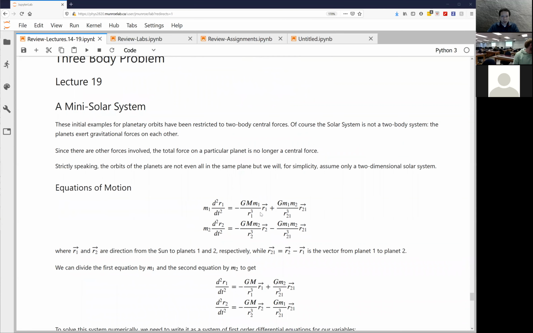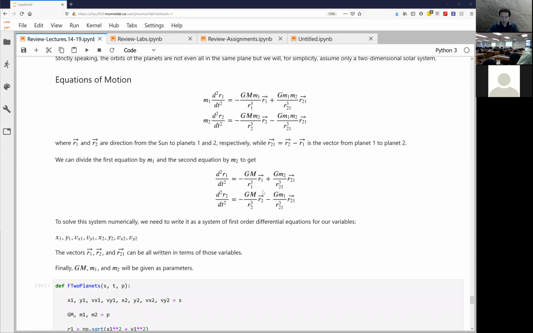Okay, so this is for 2. In assignment number 7, you have 3 objects, 3 equations. Each equation is going to have 2 forces. For particle number 1, the force of 2 on 1, the force of 3 on 1. For particle number 2, it's the force of 1 on 2 and 3 on 2. For particle number 3, it's the force of 1 on 3 and the force of 2 on 3. Okay, so that's the structure.